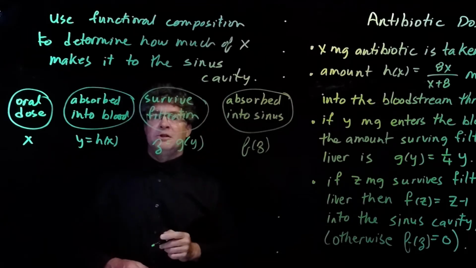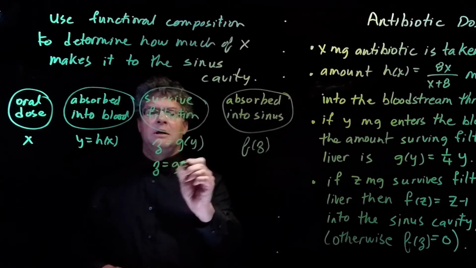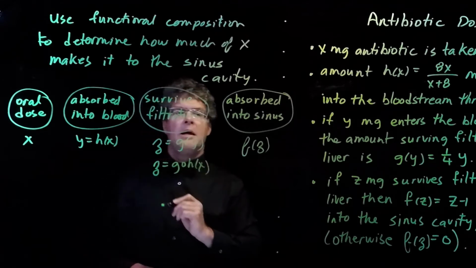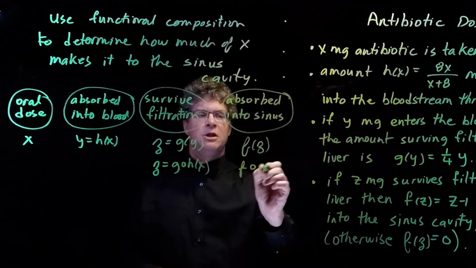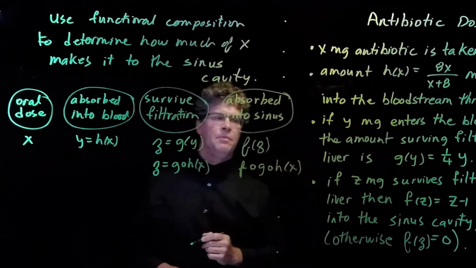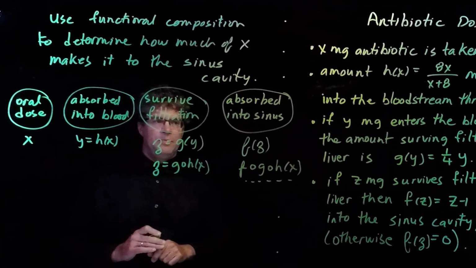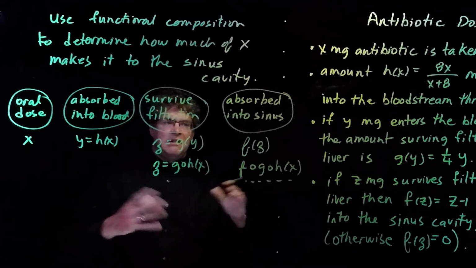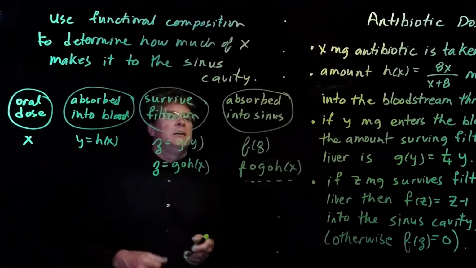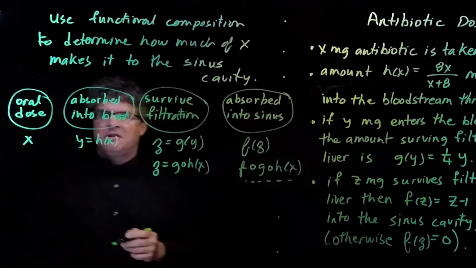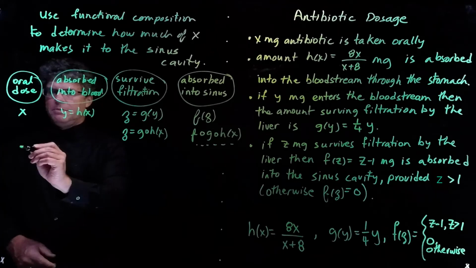Using functional composition, we can rewrite Z as Z is equal to G of H of X, and then for the amount absorbed into the sinus, it would be F of G of H of X. And so we want to compute this functional composition here. The way to do this is to start on the inside, and we have H of X, so we get to evaluate G of H of X, and then plug that into F. So let's start with G of H of X, and we'll write that up here.